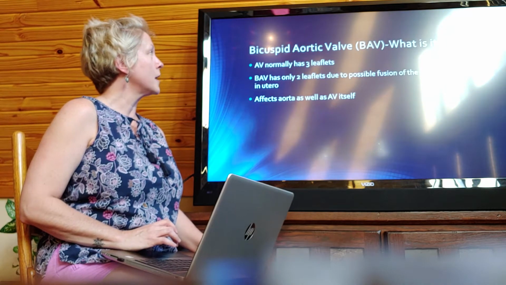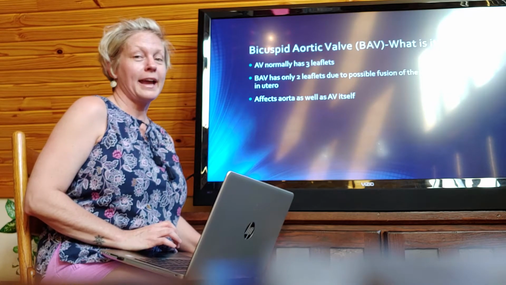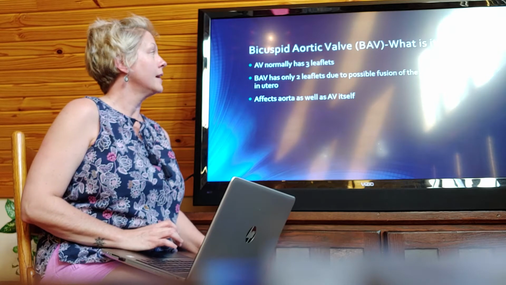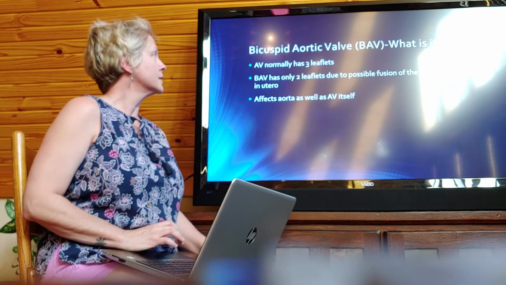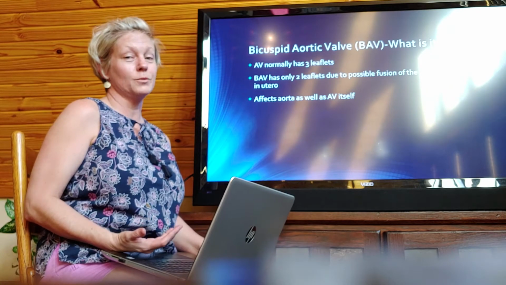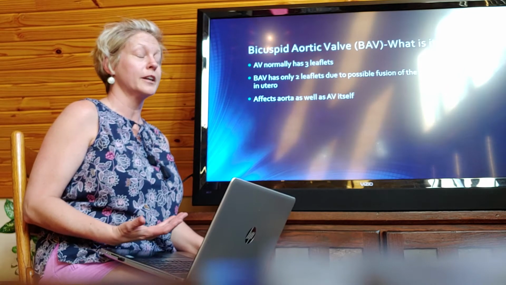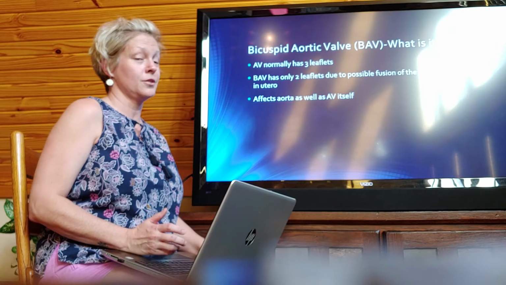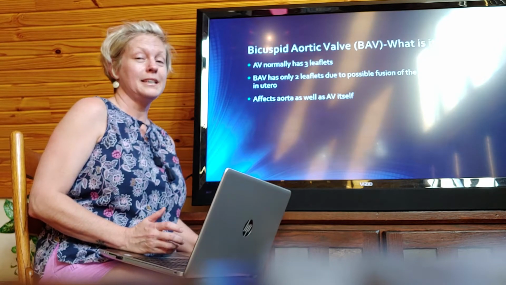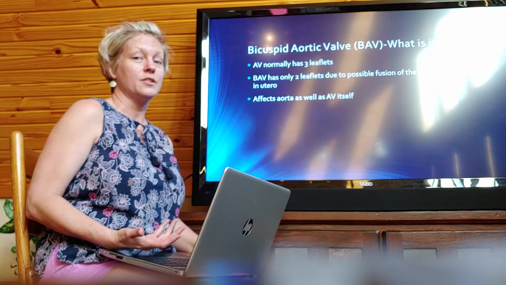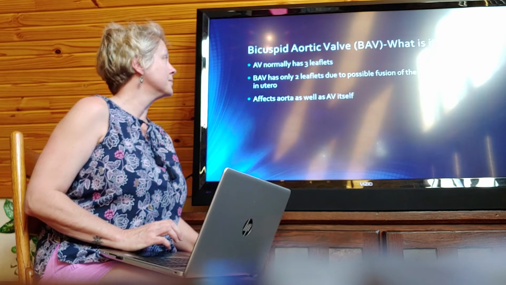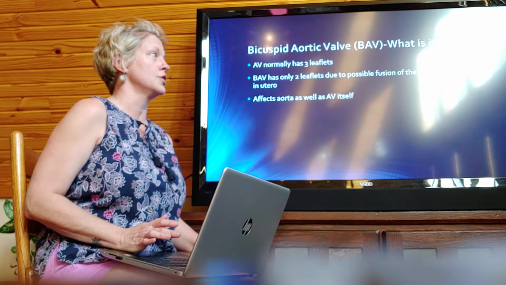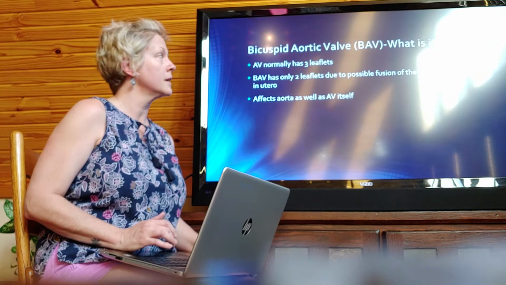So some information about bicuspid aortic valve, or BAV, is the acronym for that. What is it? Because we've been in school for so long, and our teachers have taught us so well, we know that the aortic valve usually has 3 leaflets. But in the bicuspid, of course, bi means 2. So the bicuspid only has 2 leaflets due to possible fusion of the 3 original leaflets.